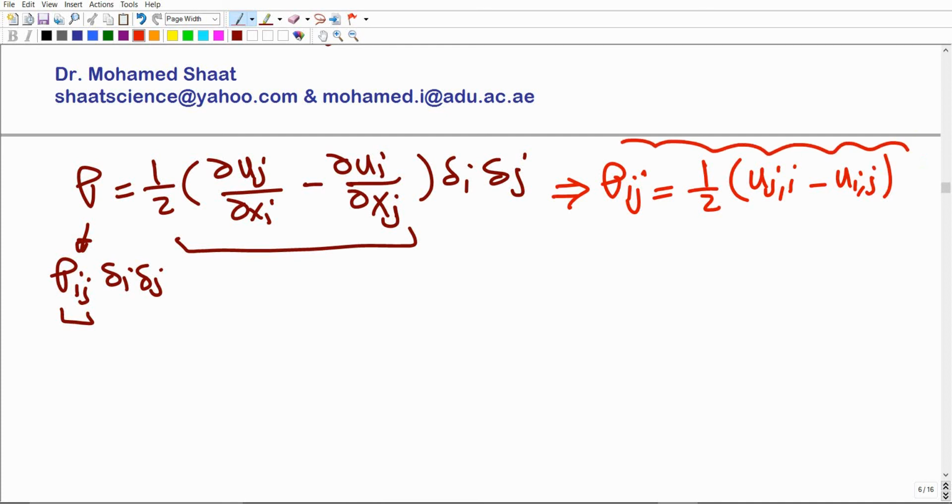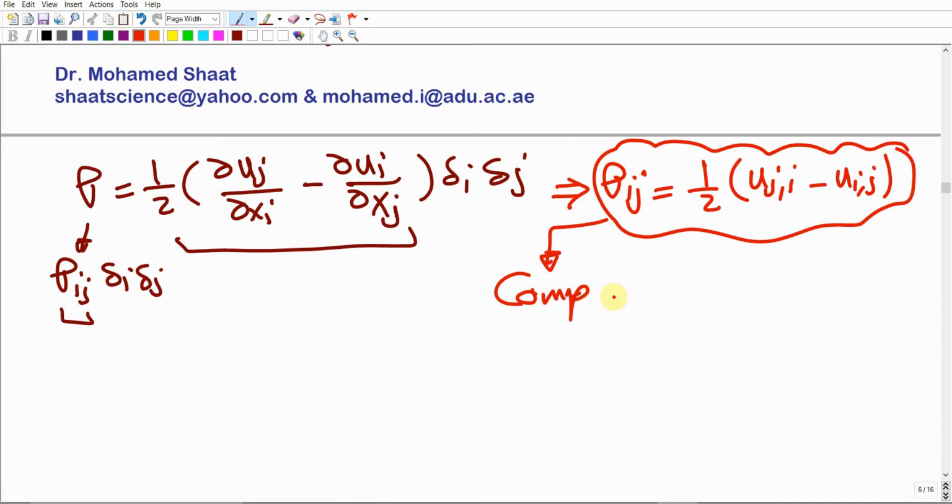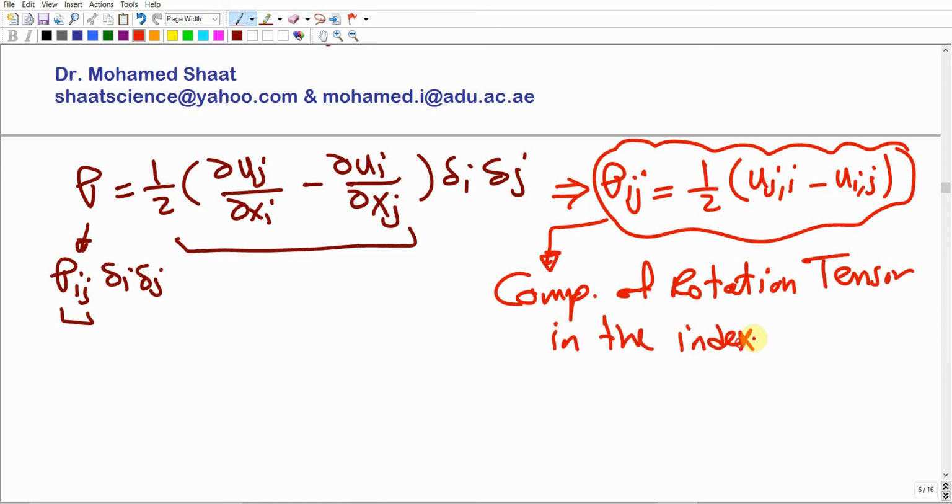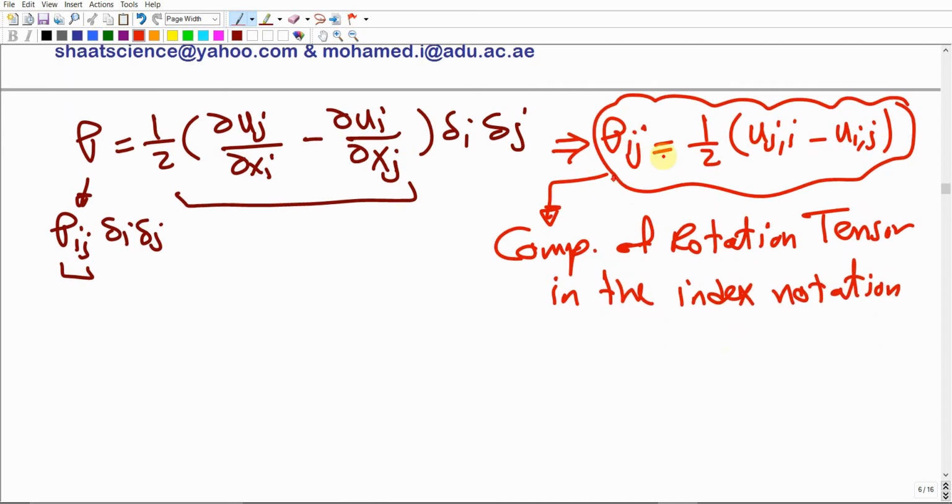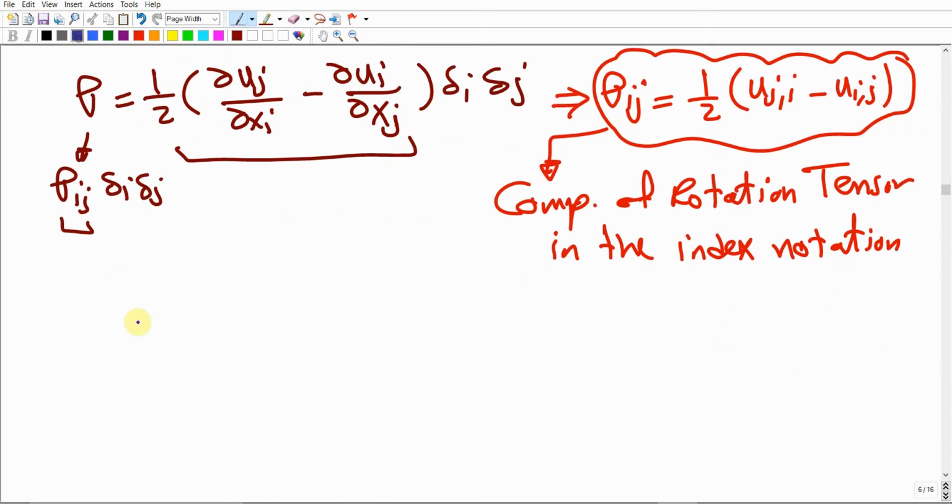So theta ij, which are the components, should equal 1/2 the uj comma i negative the ui comma j, where we just replace the partial derivative with the comma, right? For simple representation. So we can see that these are the components of the rotation tensor in index notation, right? So let us figure out these components one by one.